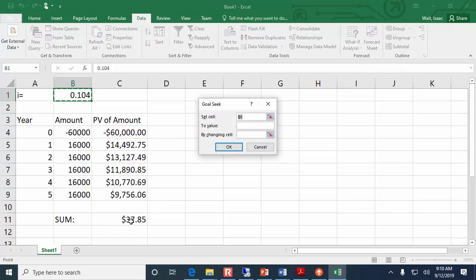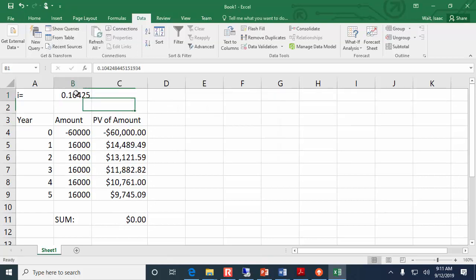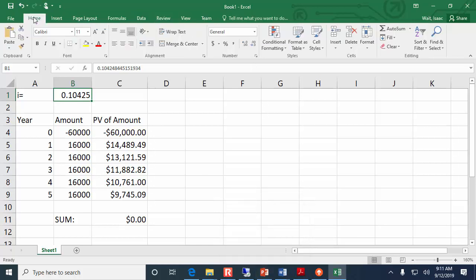What I want is this to be 0 by changing the interest rate. And I'll tell it to go. And it's going to play around and find the perfect value for the interest rate that causes the sum to be 0. So what that means is that this cash flow diagram, this business opportunity, has a rate of return of 10.425%. So that is the rate of return of this business opportunity.